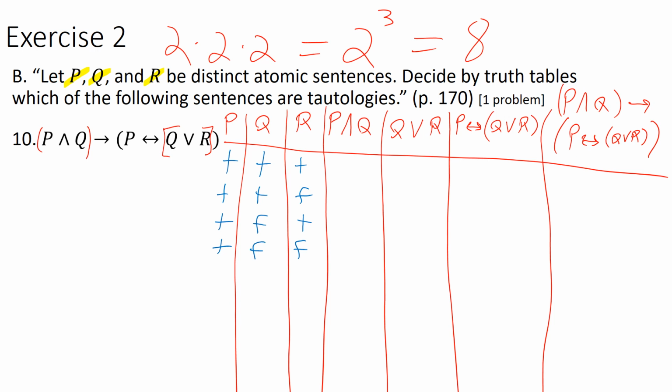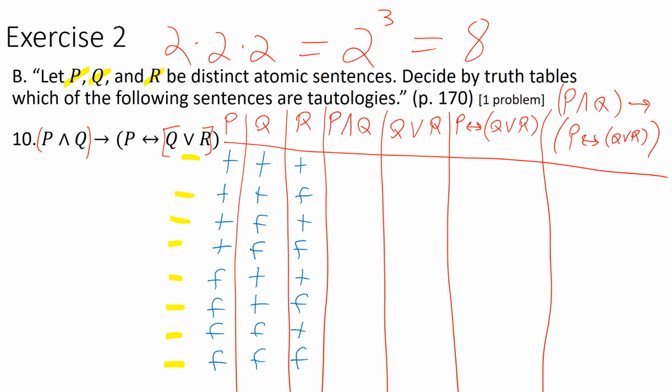Now I'll say P is false, and there'll be another 4. So false, true, true, false, true, false, false, false, true, false, false, false. And there should be 8 possibilities. So 1, 2, 3, 4, 5, 6, 7, 8. And there's no repeats, so we're good.